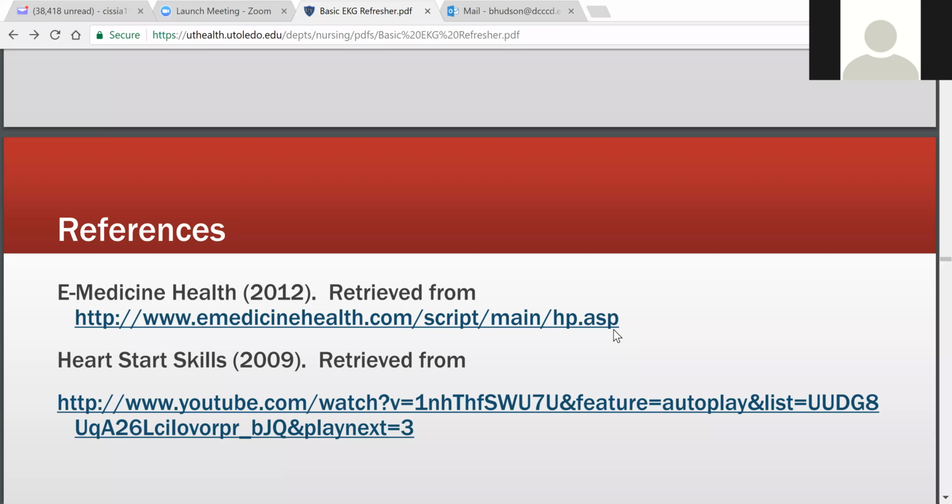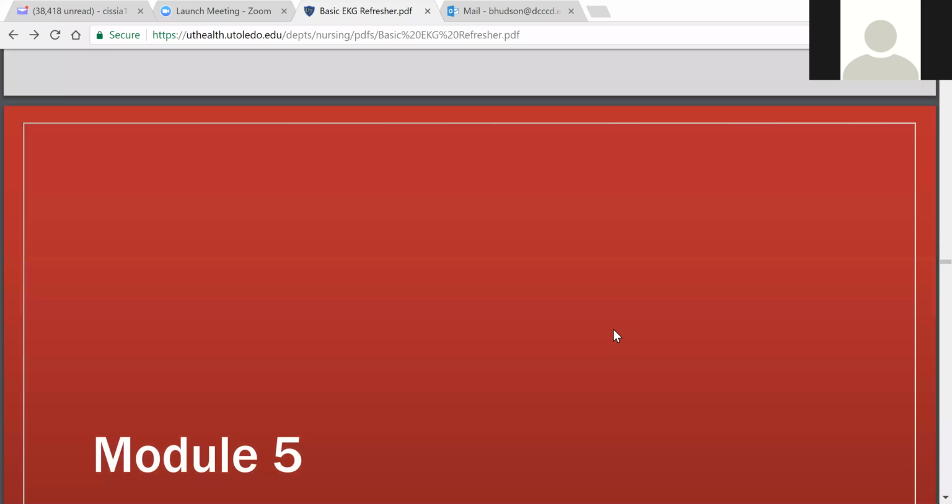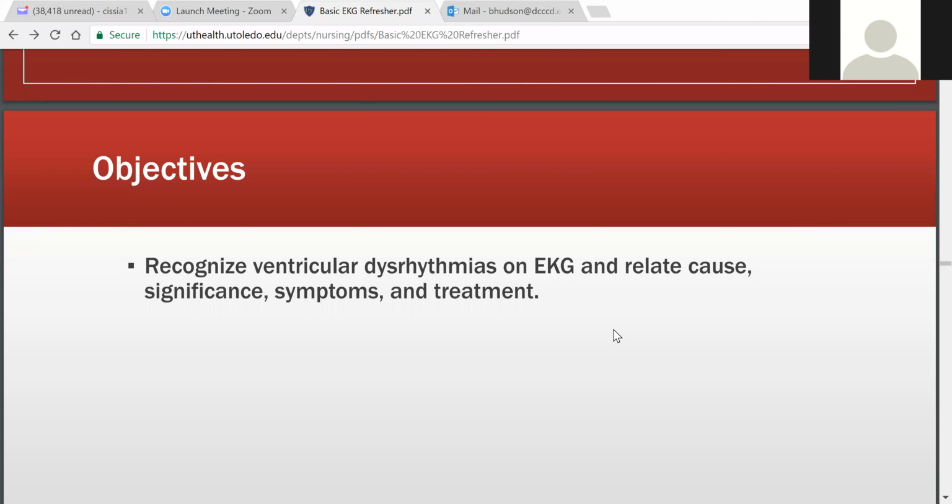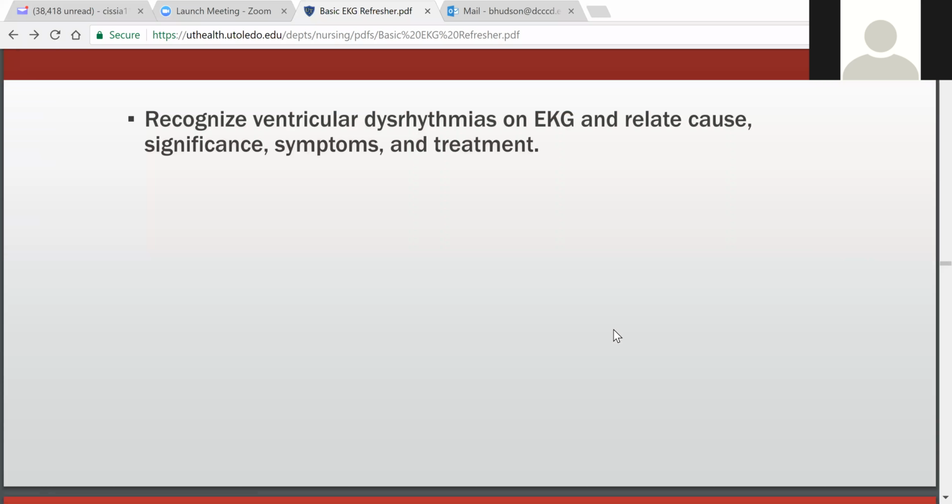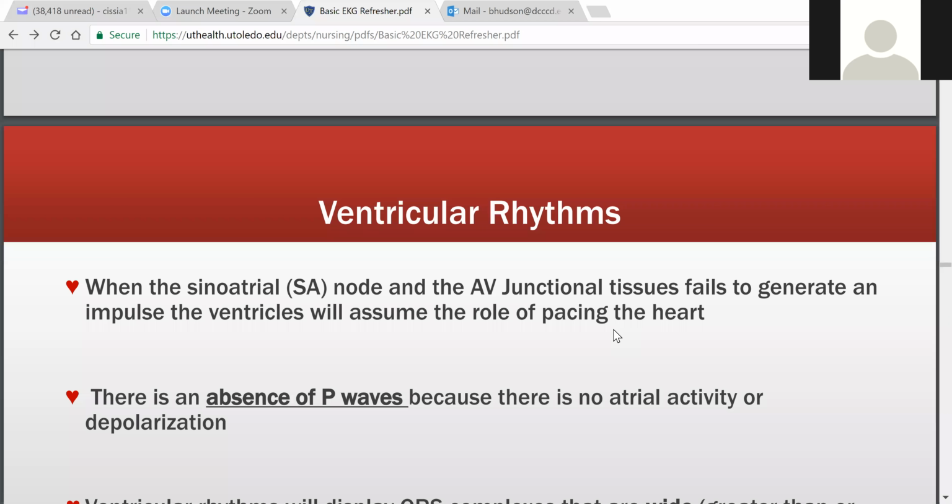All right, so skipping that. All right, ventricular rhythms. These are your lethal rhythms. So this is when the SA node and the AV junctional tissue do not generate an impulse. Then the ventricles will now start to pace. That's why there are no P waves.